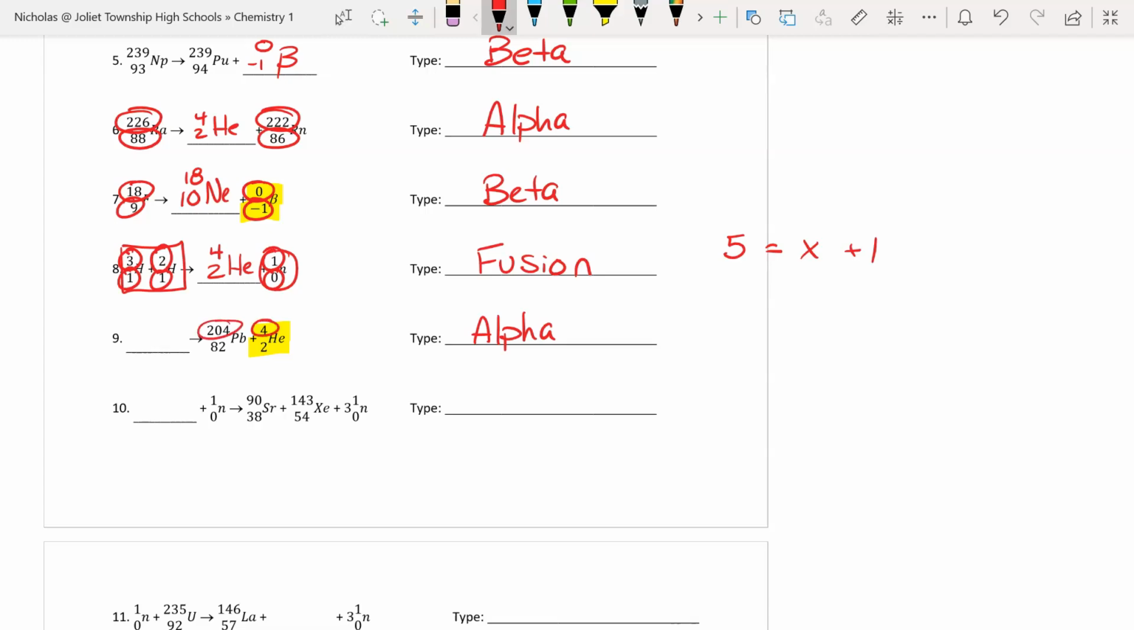We've got 204 and 4. That is going to be 208. And then we have 82 and 2. This is going to be 84. 84 on the periodic table is Po. And like I said earlier, it's alpha decay.